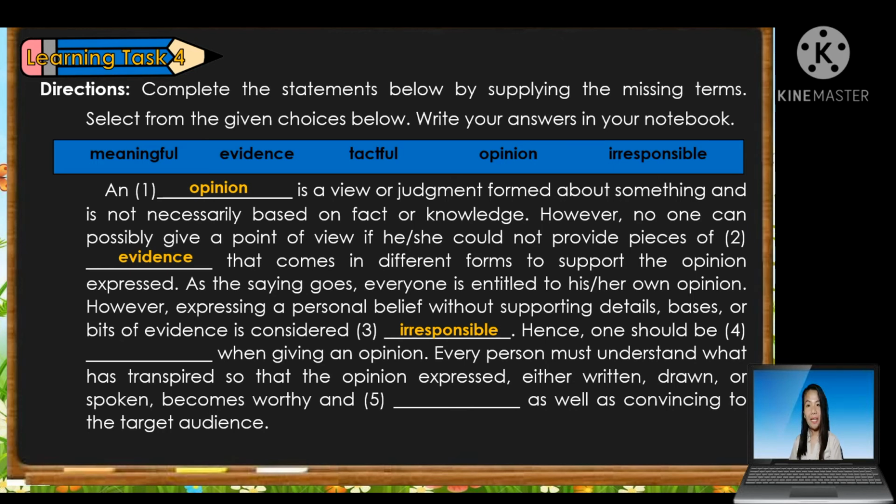Hence, one should be blank when giving an opinion. What is that? One should be? Exactly! One should be tactful. Every person must understand what has transpired so that the opinion expressed, either written, drawn, or spoken, becomes worthy. And what is the missing term? The last term is meaningful, as well as convincing to the target audience. Very good!